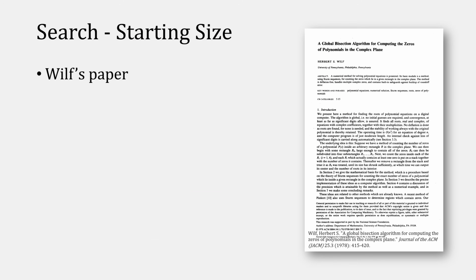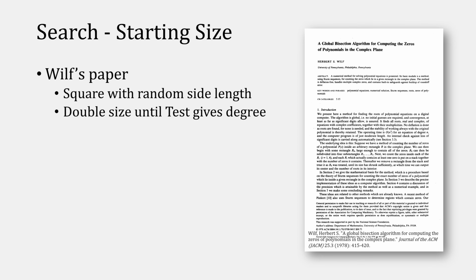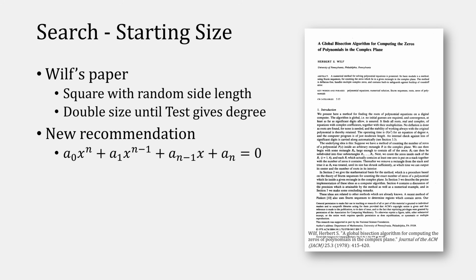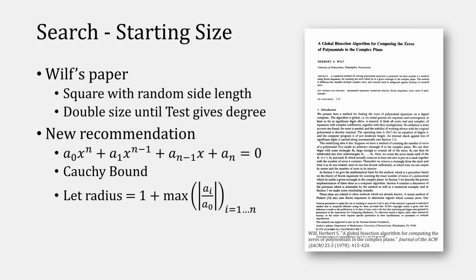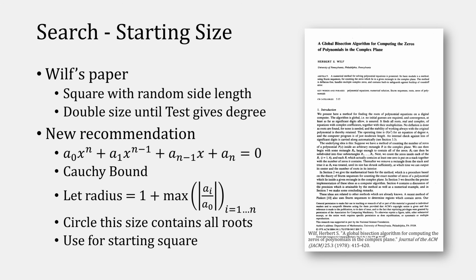Wilf's original paper has him starting with a square of random side length and then growing it until the test tells you how many roots there are that match the degree. A better approach: just take the coefficients of a polynomial and use the Cauchy bound, using this formula to come up with a radius, and all of the roots will be contained in a circle of that radius. Use that for your starting square.